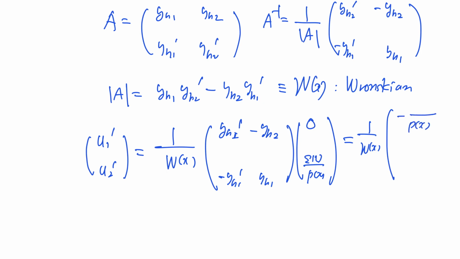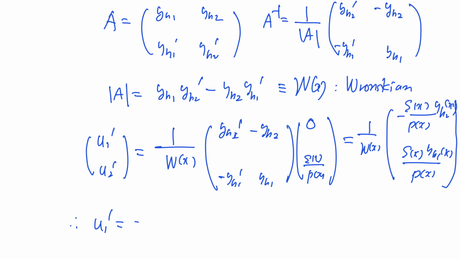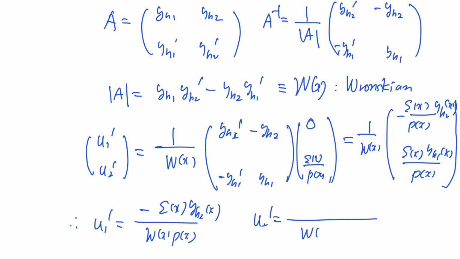So this gives 1 over the Wronskian times minus S(x) yh2(x) over P(x), and S(x) yh1(x) over P(x). Therefore, u1 prime is minus S(x) yh2(x) over Wronskian(x) P(x). And u2 prime is S(x) yh1(x) over Wronskian(x) P(x).